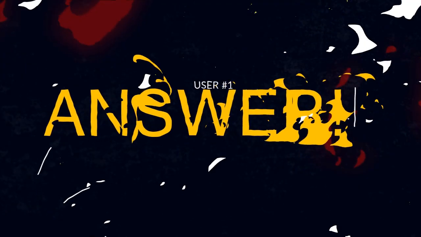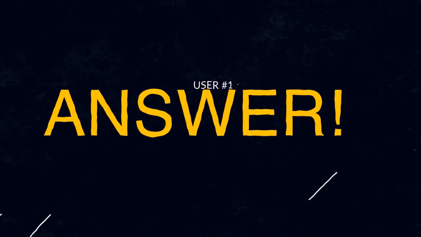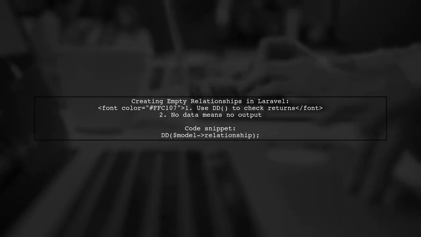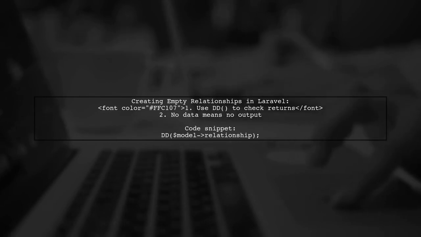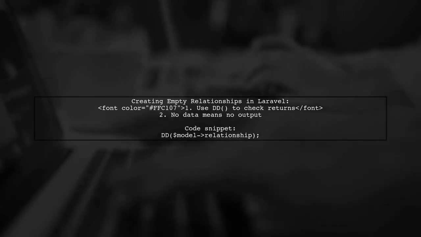Let's now look at a user-suggested answer. To create an empty relationship in Laravel, first check what is being returned using the dd function. If there is no data for the relationship, it will simply return no data.